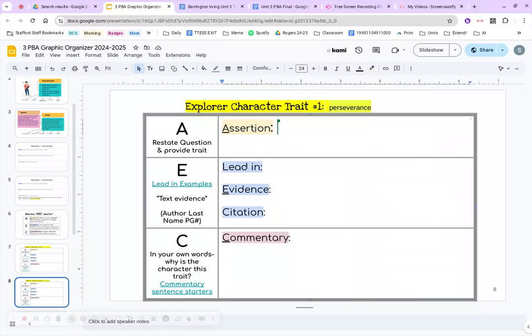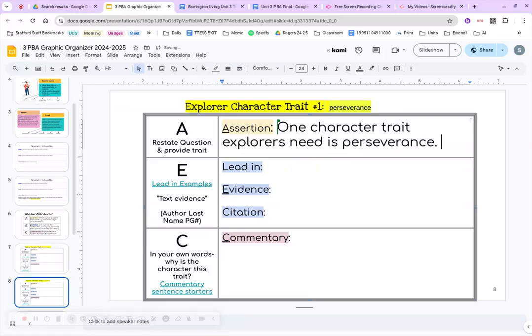So your next step will be to write your assertion. This is where you make your claim that a character trait explorers need is perseverance. So I can say that. One character trait explorers need is perseverance. So you can make that more exciting. You could add a transition phrase, you could put some adjectives, but that is just a simple base sentence to get us going. My next step will be to give my evidence sentence.